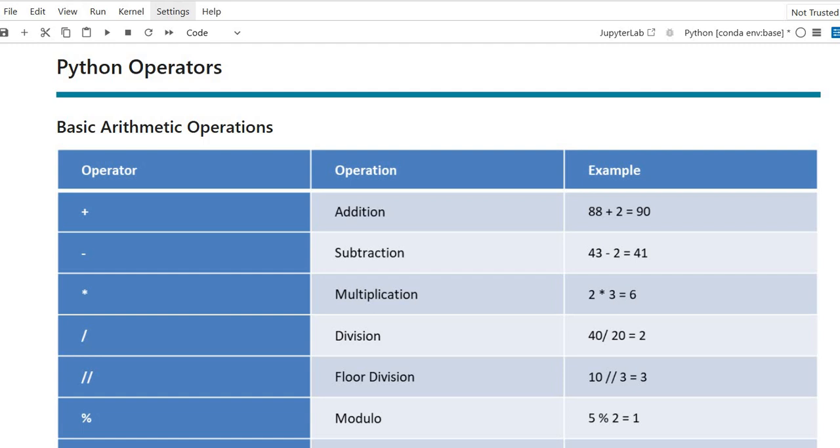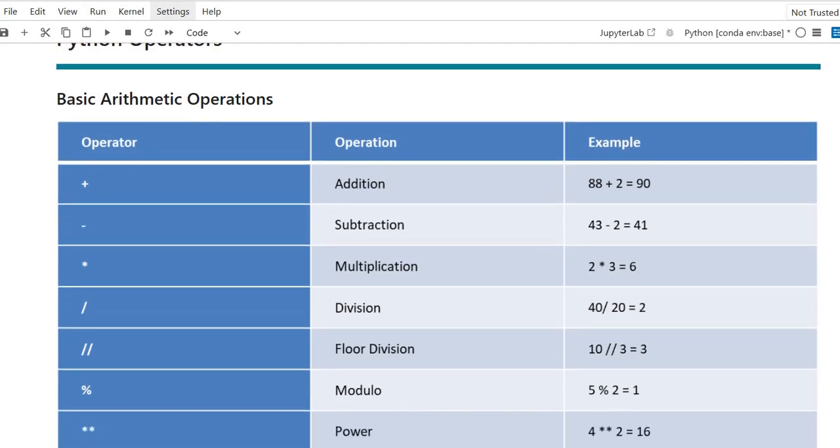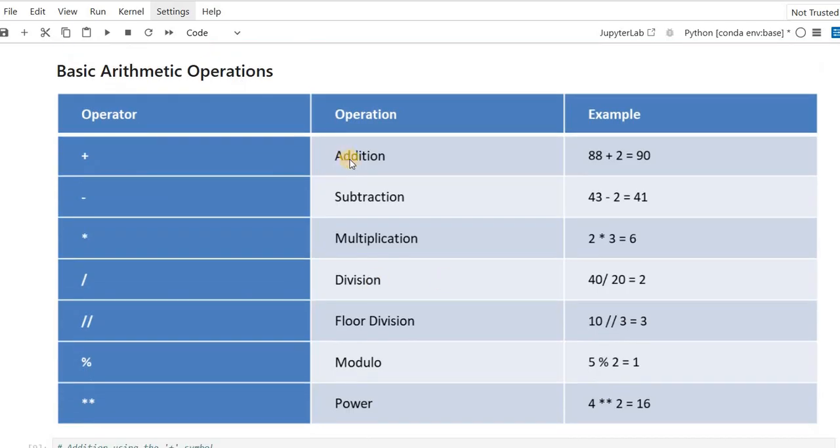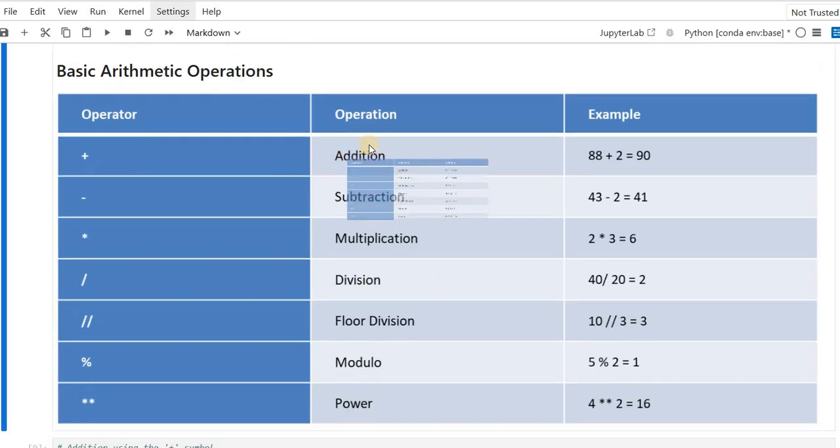So now let's move on to Jupyter Notebook. Already I explained to you the different types of arithmetic operations that you can perform using different operators like plus, minus, into, division, float division, modulo, power. So let's do some hands-on practice on these operators.